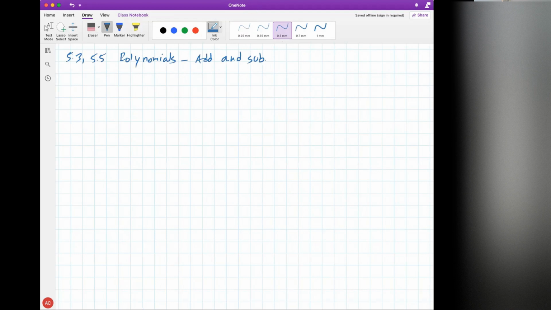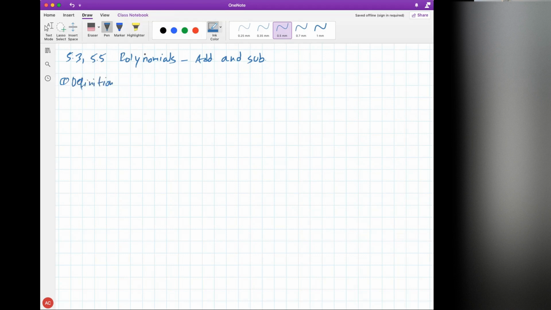Hey everybody, so today we're going to be talking about some polynomials. We're going to see what polynomials are before moving to the addition and subtraction of polynomials. And in the next class, we're going to do the multiplication of polynomials. So let's first define them and see how to identify a polynomial.